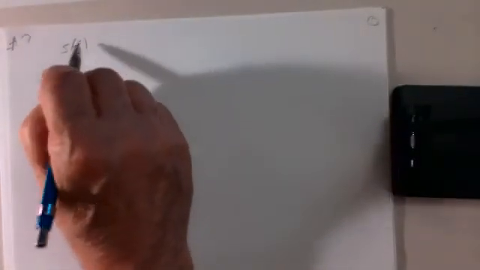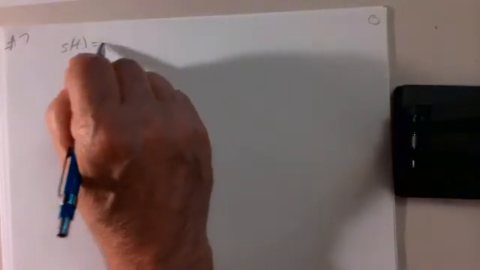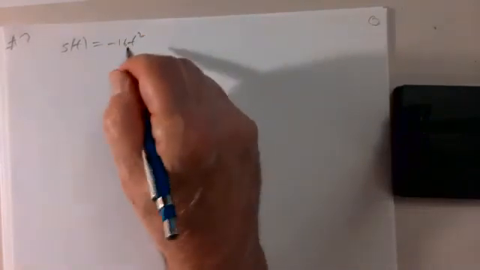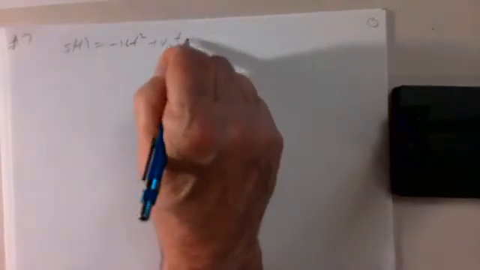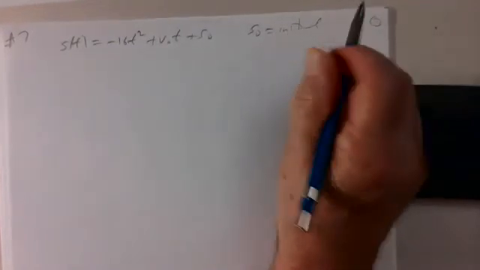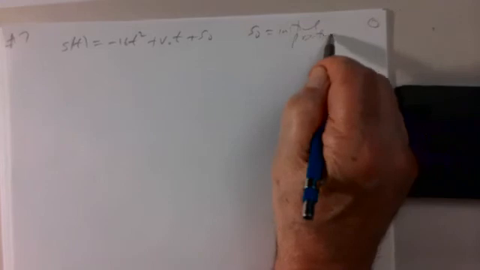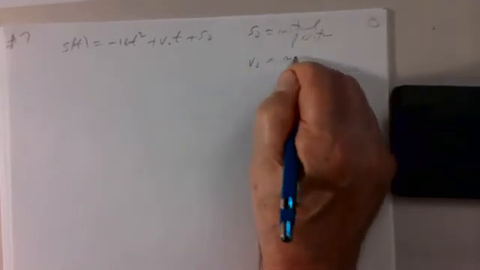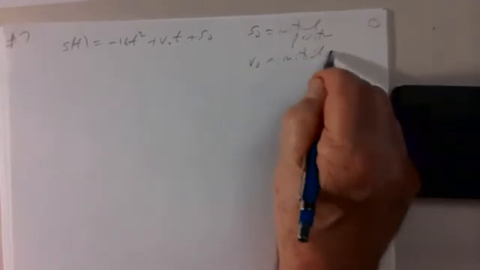And the last question just involves using simple calculus to solve an equation of motion. We have the position of a freely falling particle at time t, that is the height above the ground, is minus 16t squared plus v naught t plus s naught, where s naught is the initial position and v naught is the initial velocity.